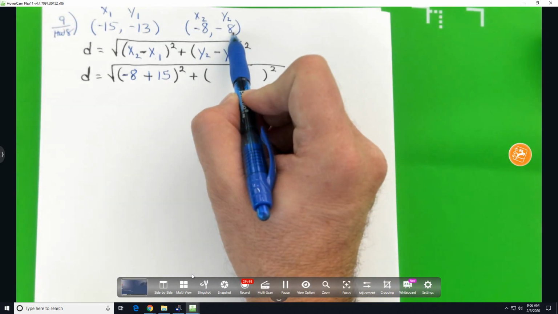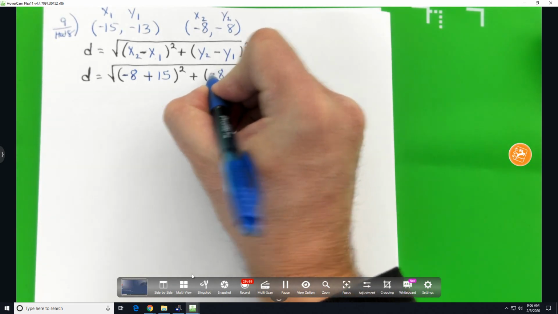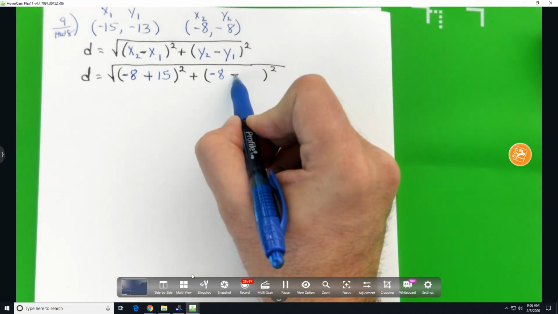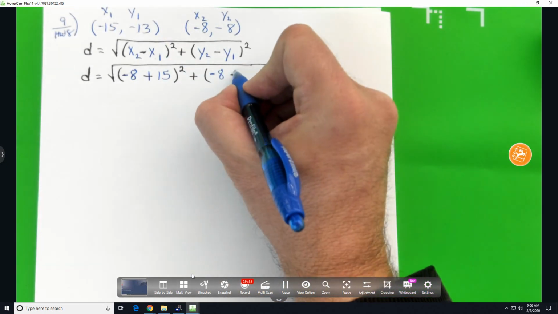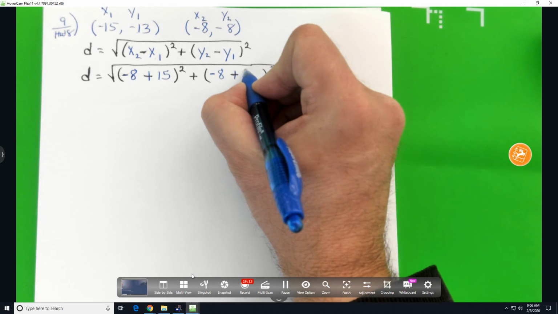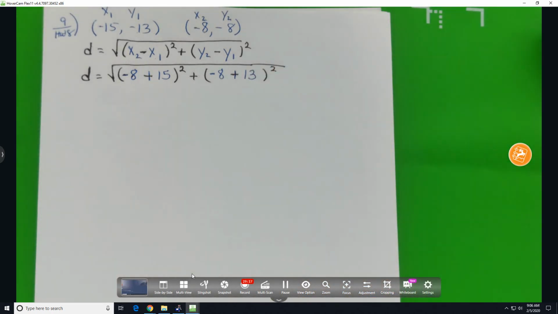Now, Y2 minus Y1 is a -13. So it's again another plus there. Do y'all see why there's pluses in the middle now on the parentheses? Even though the formula has a minus in the middle, if that next number is negative, you have that minus and negative.